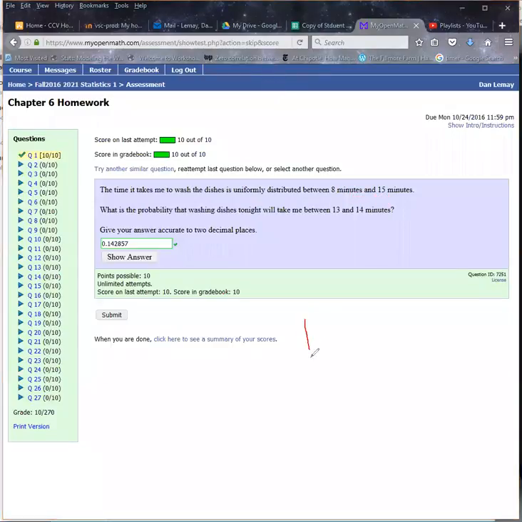So I want to draw a rectangle, or I want to draw the graph of the probability distribution. And now it's as low as 8 or as high as 15. These uniform distributions, they call them uniform because the height's all the same all the way across. And it's a continuous probability distribution because the time it takes me to wash the dishes can be any number in between 8 and 15, 8.32 minutes, for example.